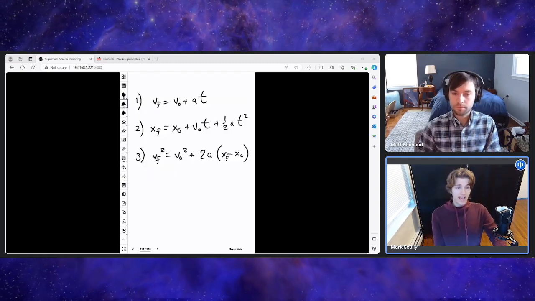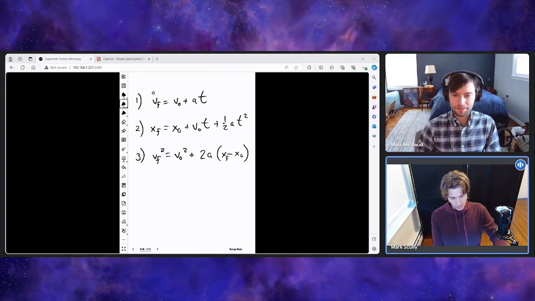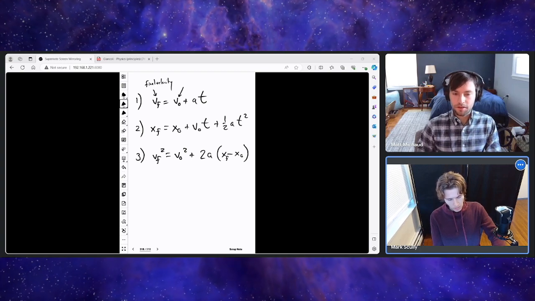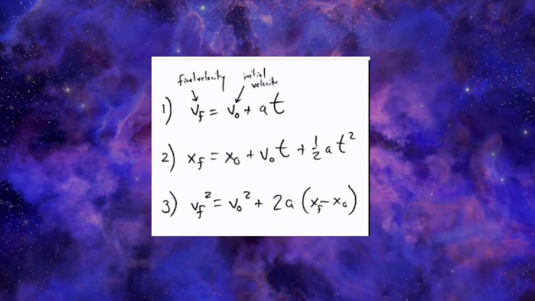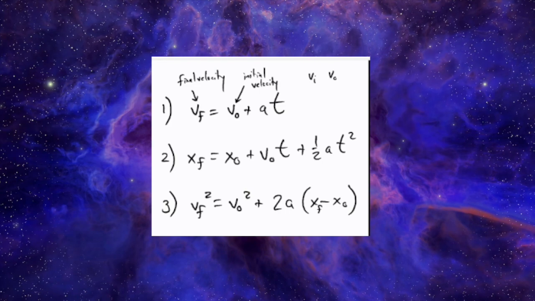What does VF mean? Does that mean final velocity? Perfect. That means final velocity. What does V naught mean? So that I don't know. That means initial velocity. So some people write that as VI. I like to write it as V naught.